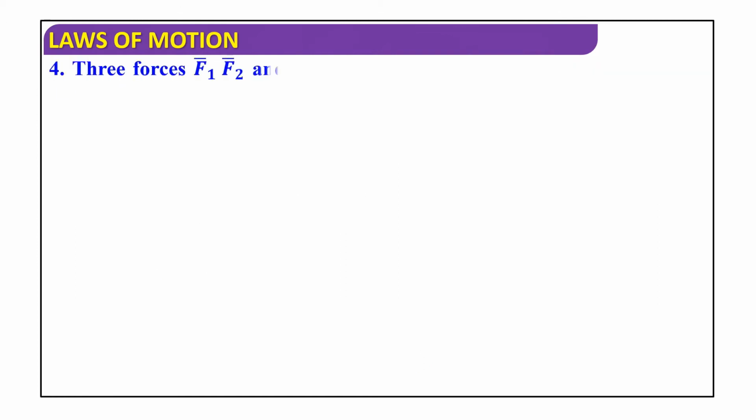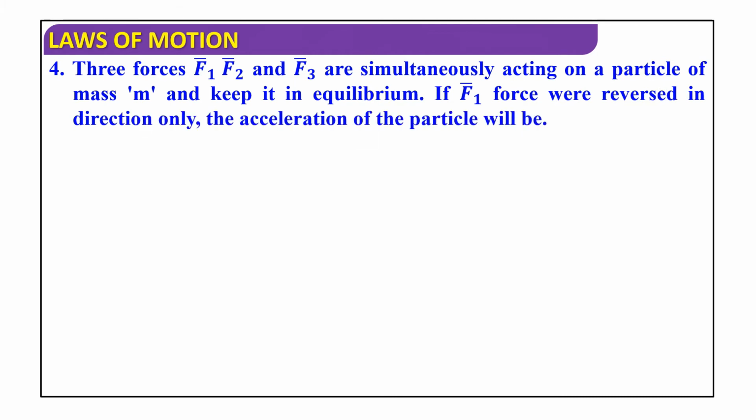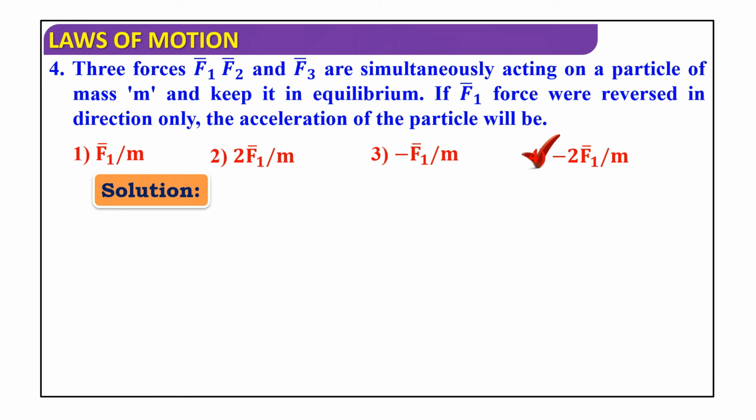Fourth one. Three forces F1, F2 and F3 are simultaneously acting on a particle of mass m and keeping it in equilibrium. If F1 force were reversed in direction only, the acceleration of the particle will be. Here we have to calculate the acceleration of the particle. Let us go to the solution.